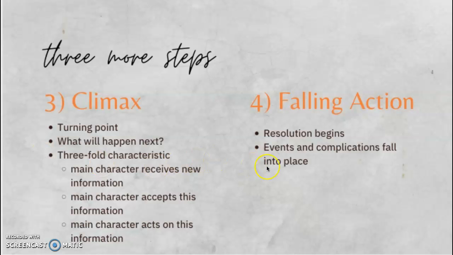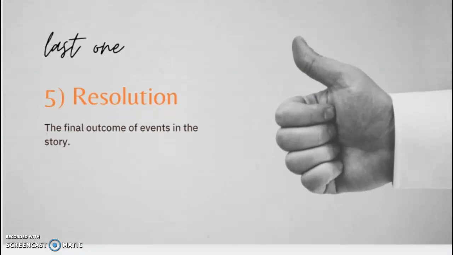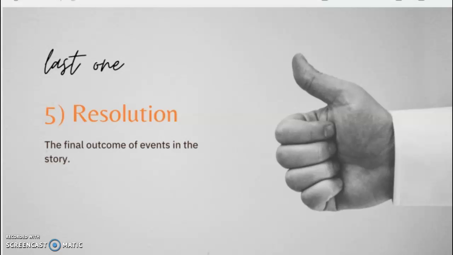Next, we have the falling action. This is when the resolution begins and events and complications fall into place. So things start to make sense to the main character. And finally, we have the resolution, which is the final outcome of events in the story.